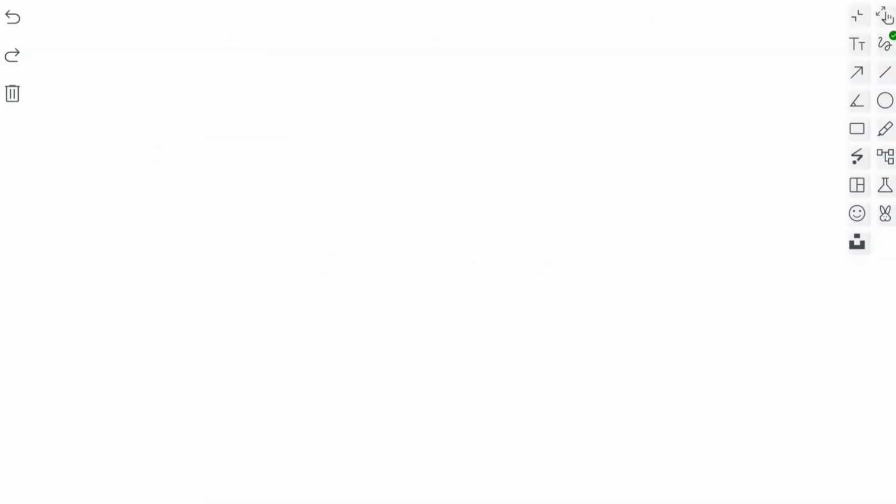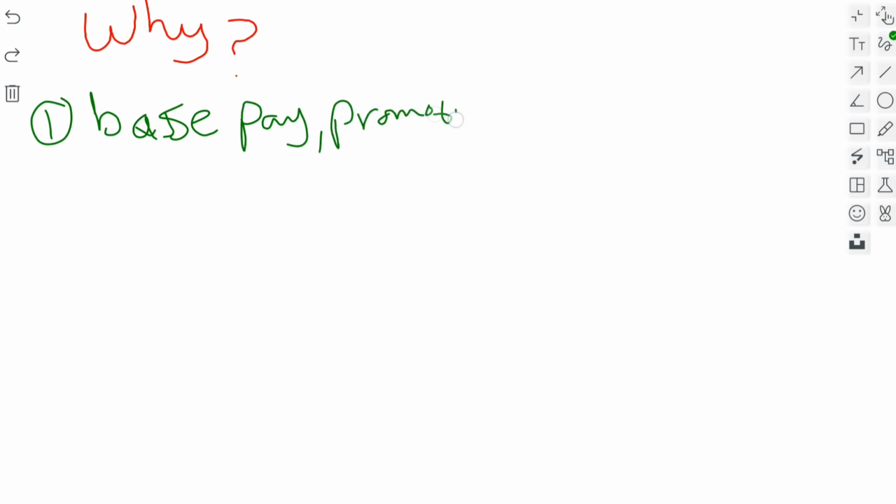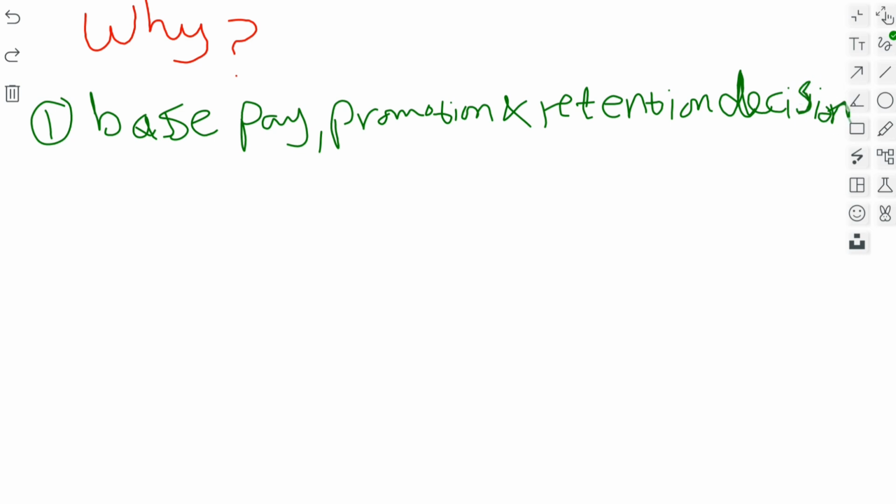Why is appraising performance important? Because of the following reasons. Most employers' pay, promotion, and retention decisions depend on the employee's appraisal. Appraisal plays a central role in the employer's performance management process.